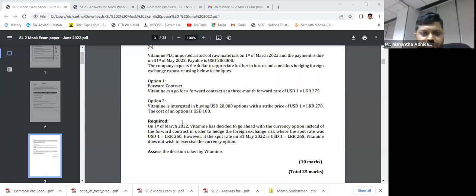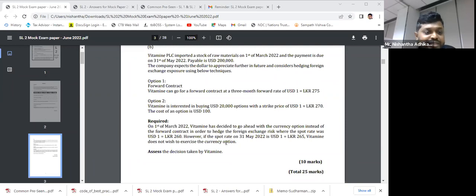Then on 1st March 2022, Vitamin has decided to go ahead with the currency option instead of the forward contract because it is cheaper than going for a forward contract. It is 275. Anyway, it is not a feasible option. You can eliminate option 1. You will go with option 2, that is going with options, in order to hedge the foreign exchange risk, where the spot rate was 260 at the beginning. However, if the spot rate on 31st May is $1 equal to 265, Vitamin does not wish to exercise the currency option.